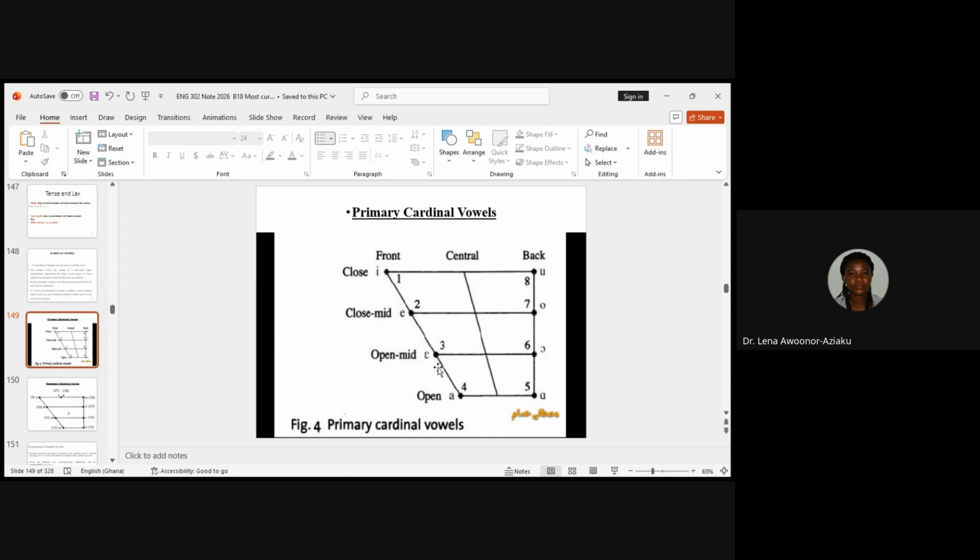Now the primary ones are 8. You have the first 8. So you see, this is front, central, back. And then we have close or high.